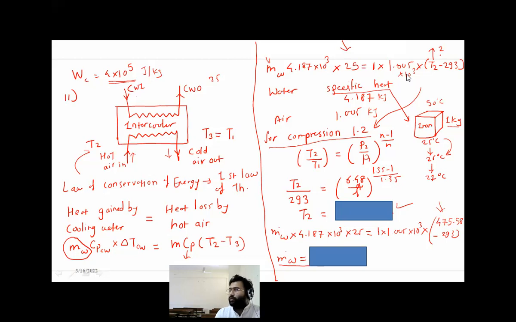I hope everybody knows the concept of specific heat. Here an illustration is given: if I take a piece of iron at 25 degrees Celsius, and I want to increase the temperature of this 1 kg of iron by 1 degree Celsius, the amount of heat required is its specific heat. So the heat required to raise the temperature of unit mass of a substance by 1 degree Celsius is its specific heat.